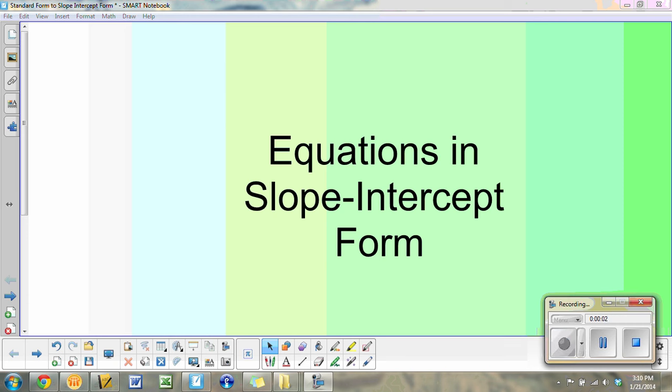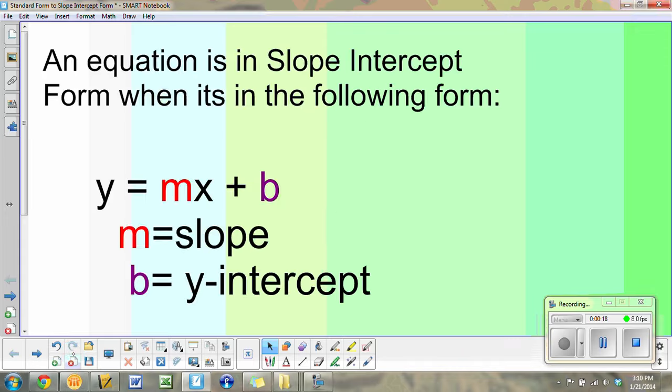Okay, we are going to look at equations in slope-intercept form tonight, and equations that are in slope-intercept form are special because we can find the slope and the intercept from them, and we can use that to graph them or find intercepts and slopes and all sorts of stuff. So we need to be able to recognize, first of all, what slope-intercept form looks like.